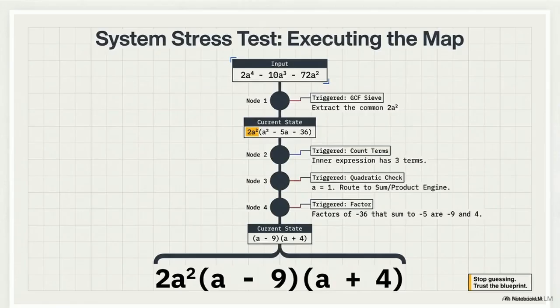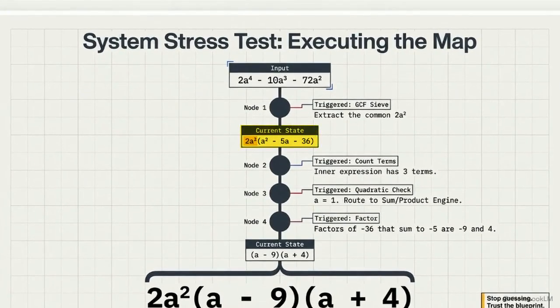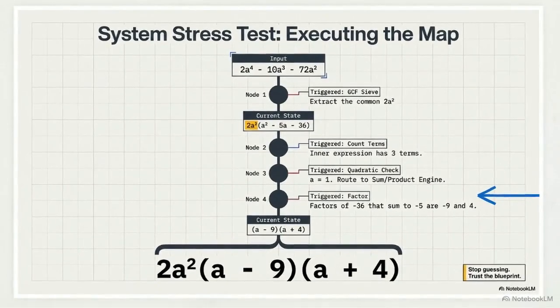Let's run this polynomial through the system. 2a to the fourth minus 10a cubed minus 72a squared. Node 1 extracts 2a squared, leaving a squared minus 5a minus 36. 3 terms then route us to find factors of negative 36.